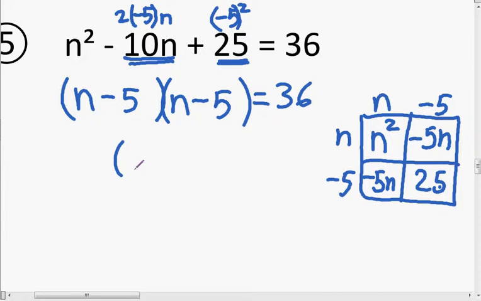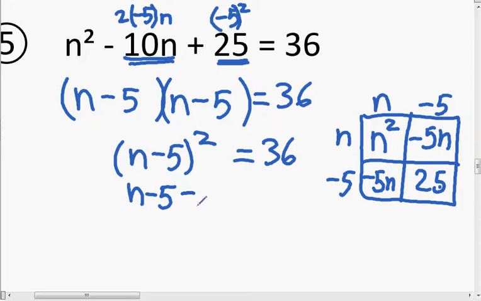And my second step, n minus 5 squared. If I have something times itself, I can say that it's squared. So instead of n minus 5 times n minus 5, I just say n minus 5 squared. That makes it nice because now I can take the square root. I know that n minus 5 has to equal 6. Square root of 36 is 6. Square root of n minus 5 squared is n minus 5.